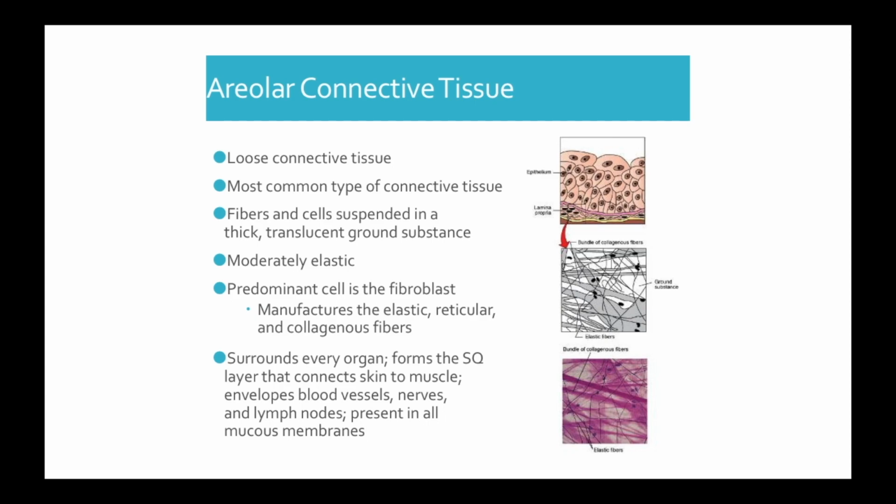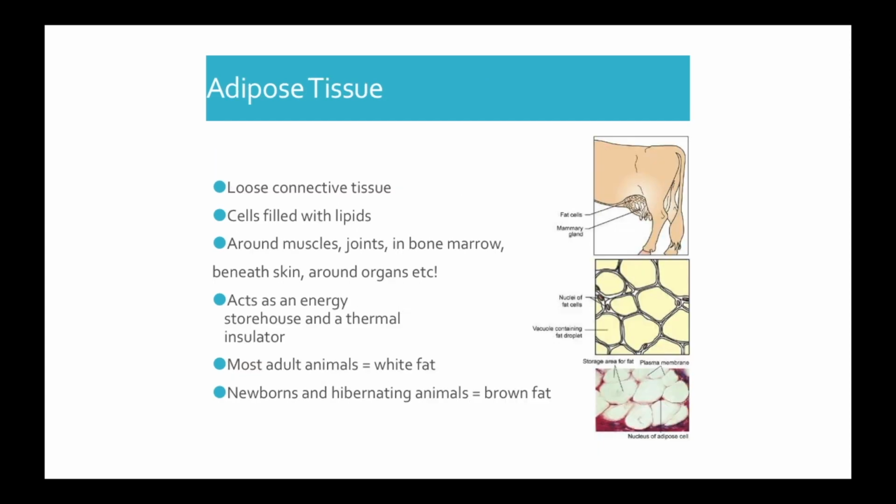So if we think about cats and dogs, they have really loose areolar connective tissue. And just think about that. It's a loose connective tissue. If you were to scruff a cat, you easily can because their skin is very loosely attached to their muscle with this areolar connective tissue. Whereas us, we have a tighter connective tissue where if we pick up our skin, we can't quite scruff ourselves the same way that we would with a cat or a dog. So it envelopes the blood vessels, nerves, and lymph nodes, and it's present in all mucous membranes.